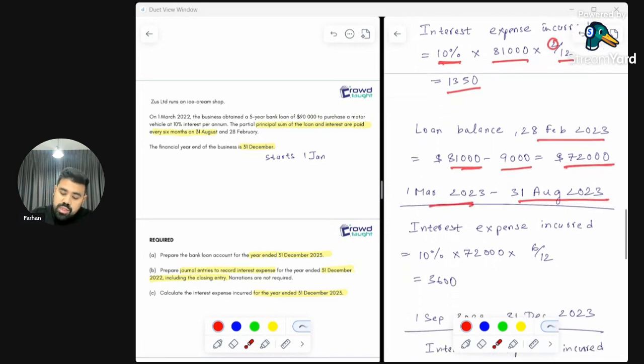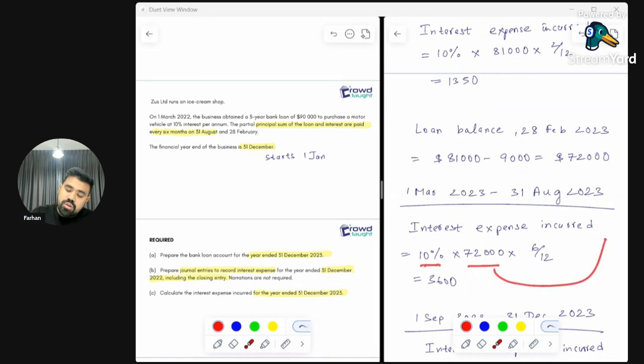And how do we calculate it? So we multiply 10%, the given rate, on the $72,000, which was the balance left at 28 February 2023, and then multiply with 6 over 12 because, as you understand, we are doing it for 6 months, okay? So that takes care of the 10% annual rate, which gives us $3,600 as the interest expense incurred for 1 March 2023 until 31 August 2023.